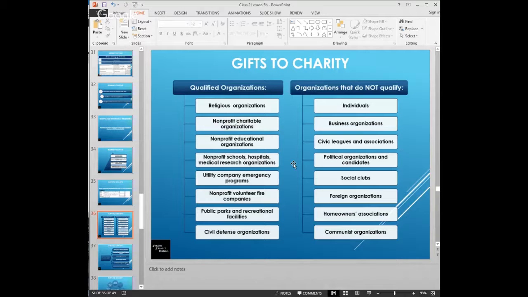Organizations that would not qualify: if you give money to an individual, you cannot deduct that even if it is for charitable reasons. Any business organizations, civic leagues and associations, political organizations or candidates, social clubs, foreign organizations, homeowners associations, or communist organizations, you are not allowed to deduct that particular amount. Those are not considered to be recognized or qualified organizations.